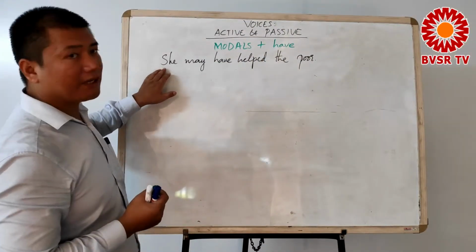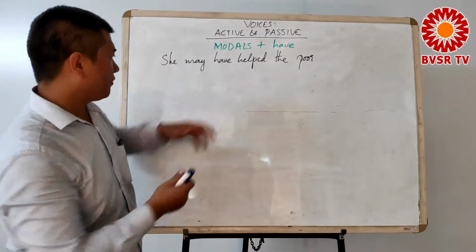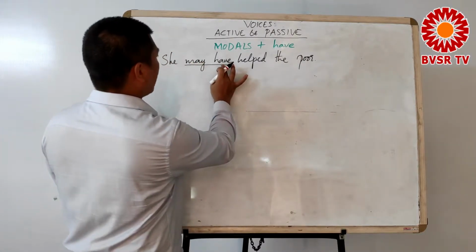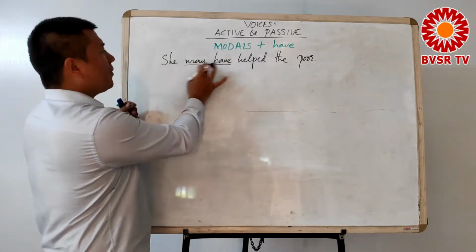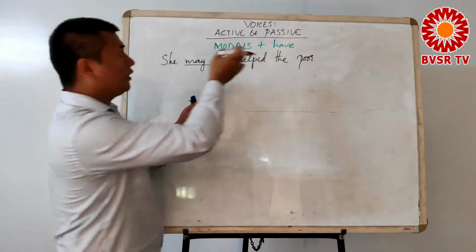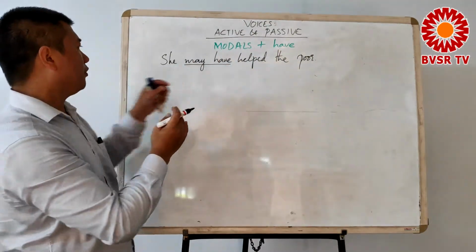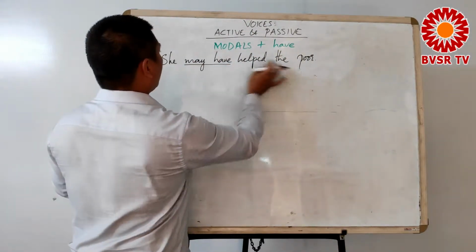We have a very simple example. She may have. So now may have is the modal plus have. When you say she may have helped the poor, this is active voice. When you convert this into passive voice, it will be the poor may have.